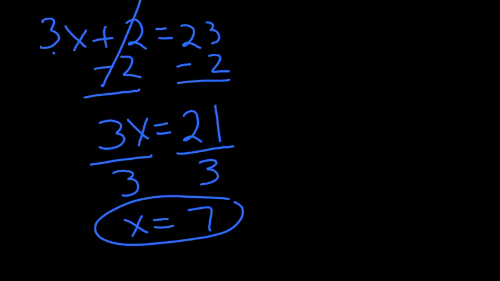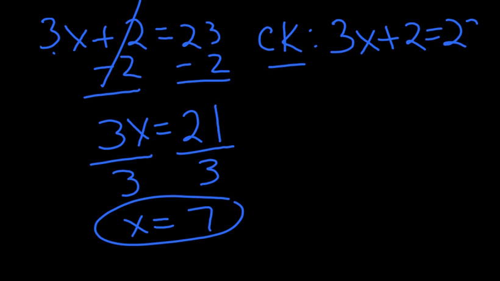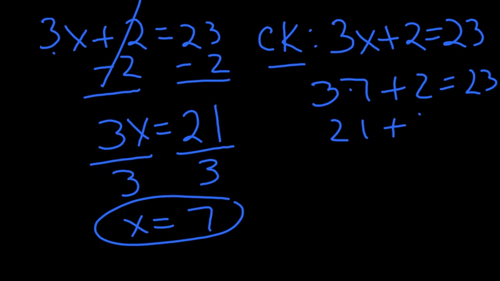Now, we need to check. When you check, you write the original problem. 3x plus 2 equals 23. And then you put 7 in for x. 3 times 7 plus 2 equals 23. That's 21 plus 2. That is 23. So it checks. Remember, the work is just as important as the answer. You have got to show work exactly like I'm showing you.